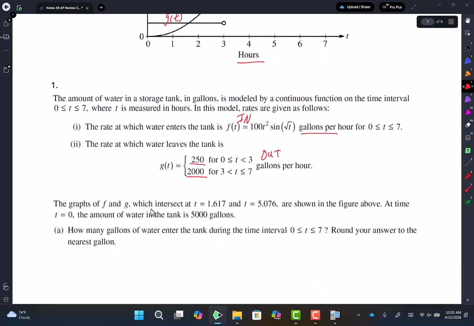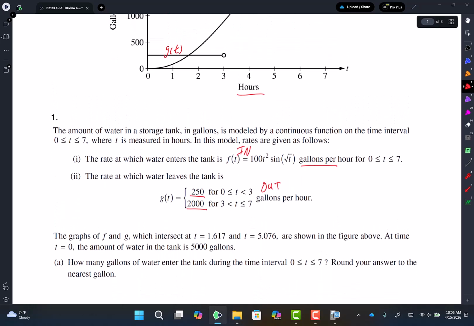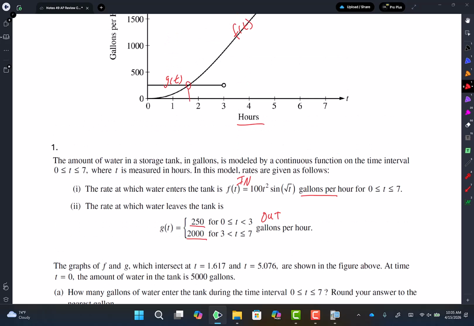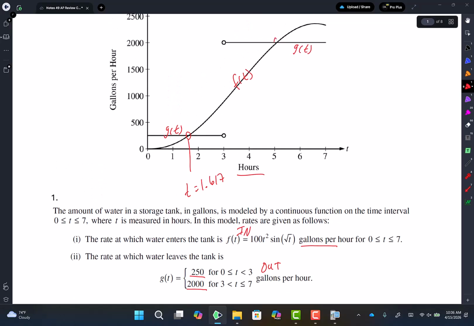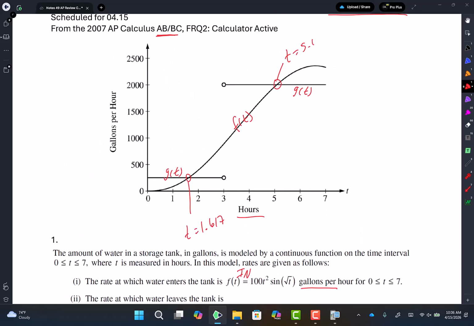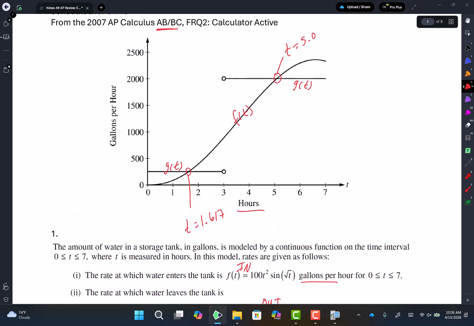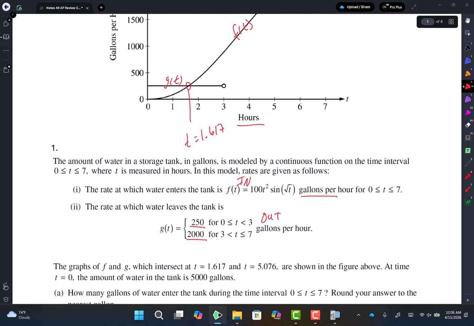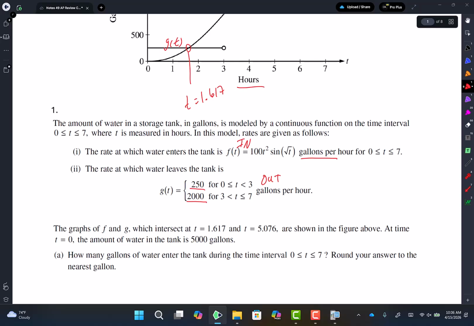All right, so let's see what we're going to do now. The graphs of f and g intersect at, oh wow, they're giving us that value. So this value right here is t equals 1.617, and t equals 5.076. We could have solved for it. Shown in the figure above. At time t equals 0, the amount of water in the tank is 5,000 gallons. So put that somewhere. I guess we can use the letter A for amount.